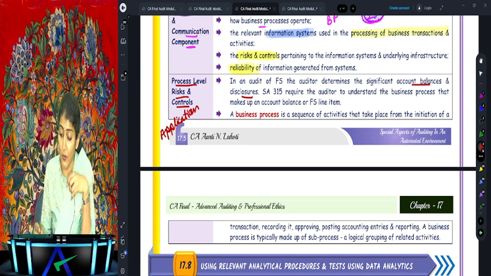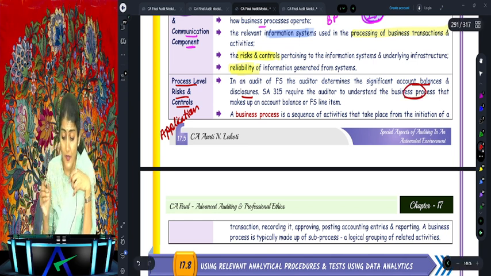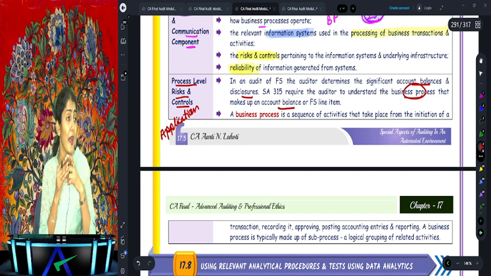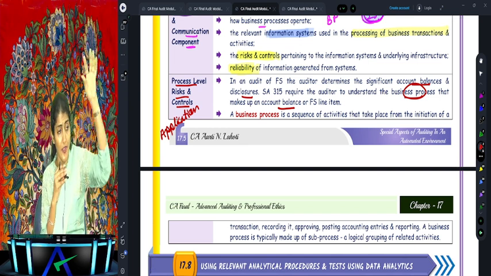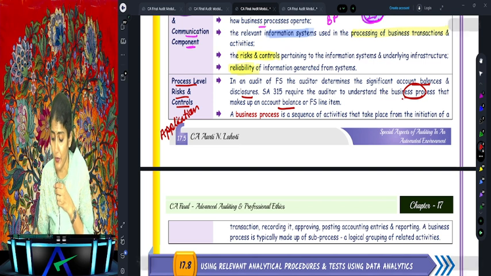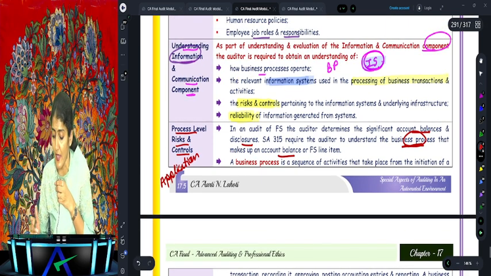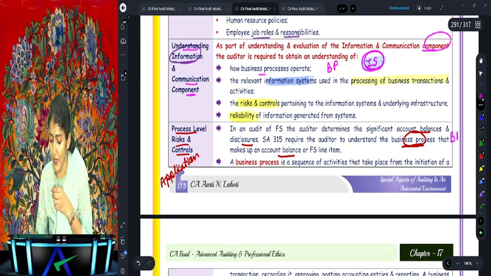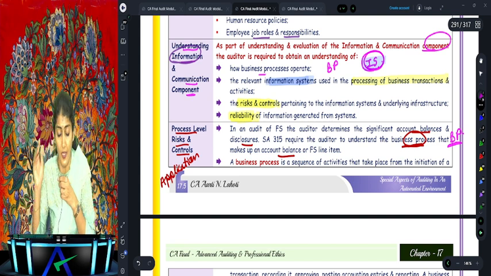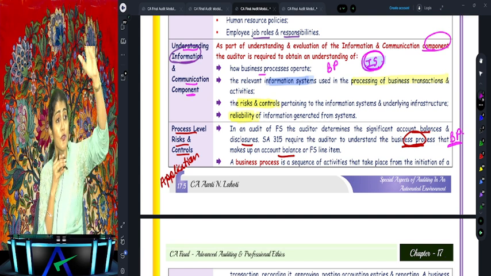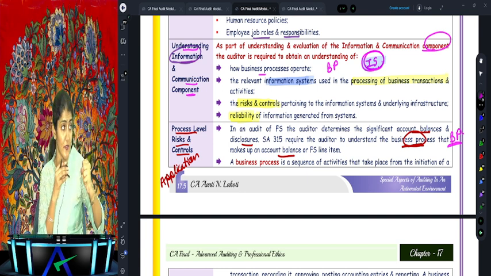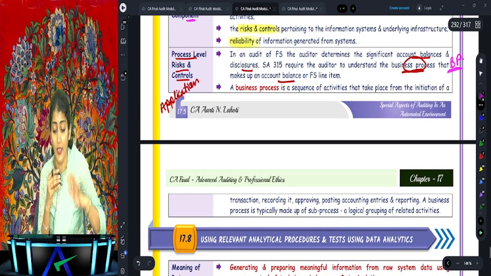315 requires the auditor to understand the business process that makes up an account balance or a financial statement line item. Right, so 315, as a part of your risk assessment, do you need to understand the business process? Yes, earlier also we had said we have to understand the business process. Earlier, in the first three answers, we were saying you need to understand the applications. Now they are saying you have to understand the business process.